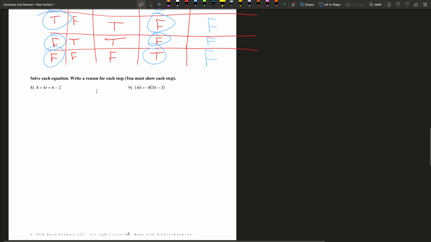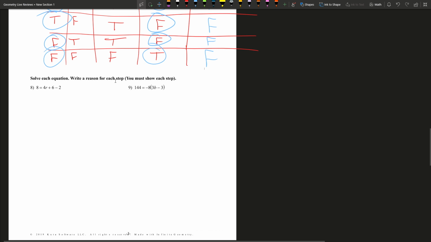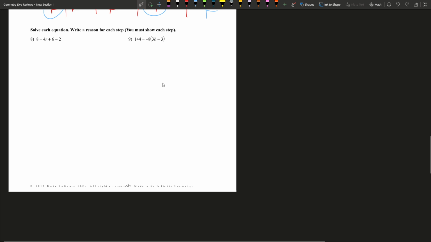Okay, the next couple are really just asking you to do algebra and then give reasons behind every step that you take. So in number 8, I'm just going to make step 1 what the actual problem says. I'll say this is given. Then we can combine like terms. So this 6 minus 2. Or simplify, that's fine.